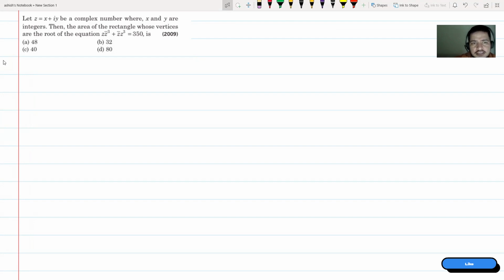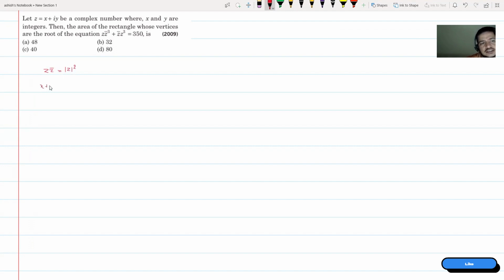We have to find the area whose vertices are the roots of the equation that is given. So here we will use a basic property of z bar. What is the value of z bar? I can write z bar as equal to mod of z square. How can we say that?